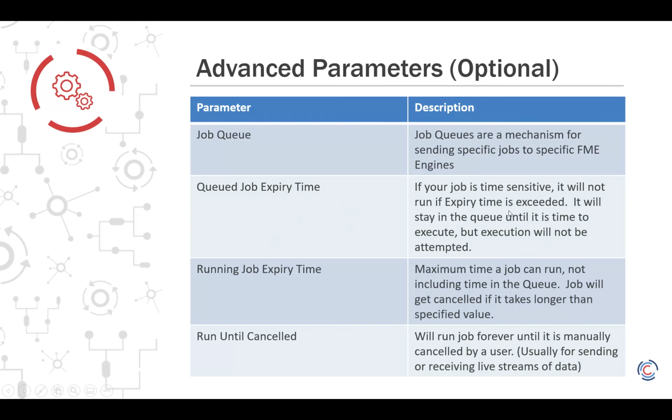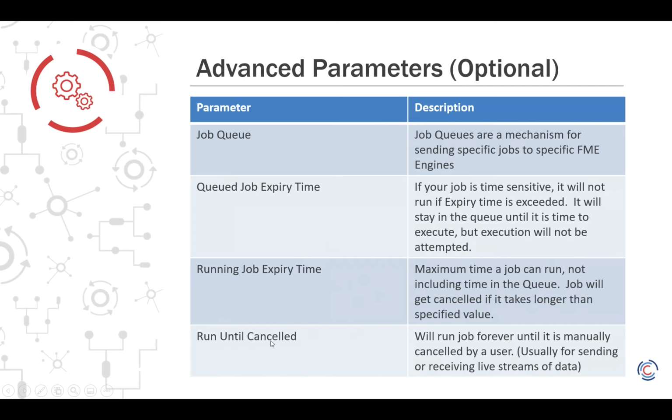The next one is running job expiry time. Sometimes we have jobs that we know are only supposed to run in a specific amount of time. If it takes a lot longer than that, it could pose a problem to your server. It could be that the data is not working properly or the workflow is not working properly. So you can set a running job expiry time. The job will run for a maximum of however long you set, and once that time has elapsed, it's just going to cancel the job. So that can be useful. And actually, that was one that was requested for a while before it came on. So that's nice that we have that.